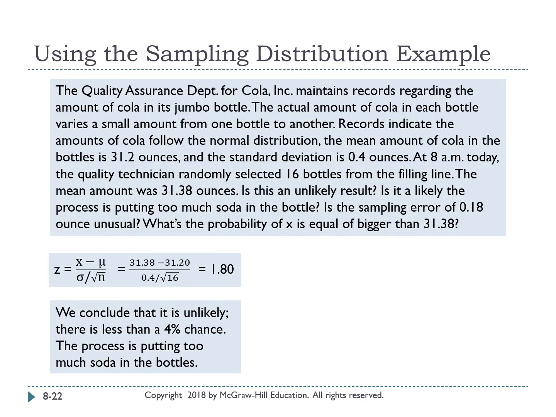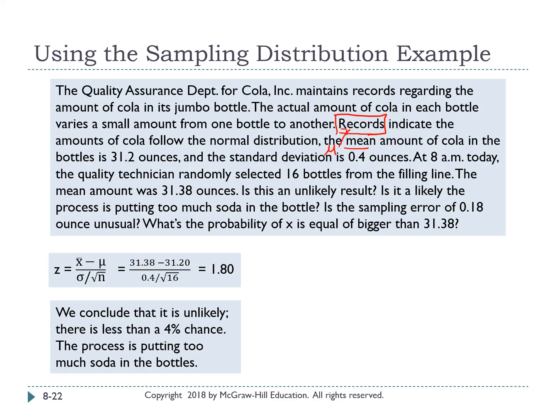The Quality Assurance Department for Cola Incorporation maintains records regarding the amounts of cola in its jumbo bottle. So the actual amounts of cola in each bottle vary a small amount from one bottle to another. Records indicate, okay, when you look at these words, records, it refers to your population. So records indicate the amounts of cola follow the normal distribution. The mean amounts of cola. So the mean here refers to your record, so this is your mu.